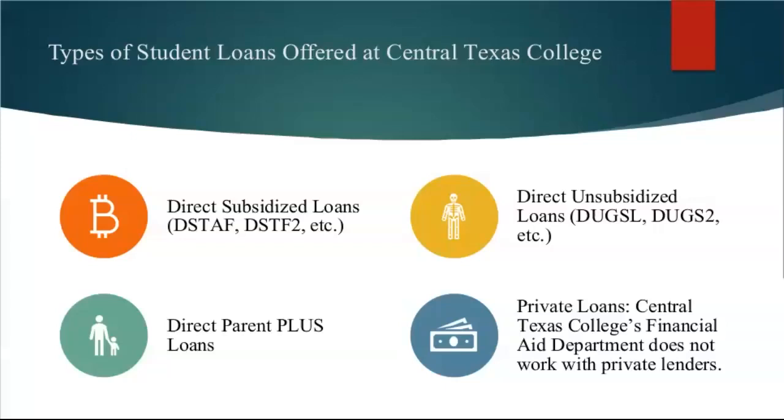Through Central Texas College's Financial Aid Office, we process 3 types of direct loans: direct subsidized loans, direct unsubsidized loans, and direct PLUS loans. Central Texas College's Financial Aid Department does not work with private lenders. Now let's go over the definitions of each type of student loan.